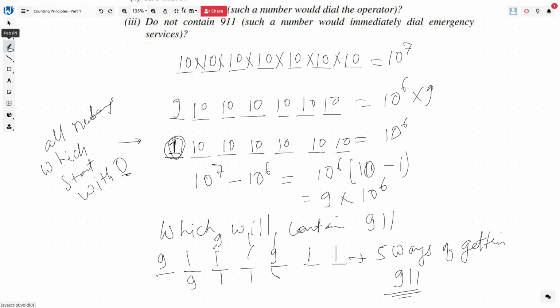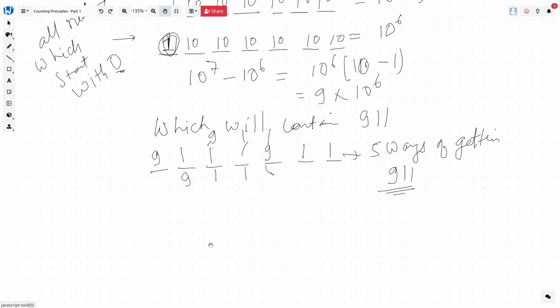Now for the rest of the 4-digit numbers, because we have consumed 3 digits, we are left with 4. Let's place 911 at the first place. So we place 911, and we have 7 places in total, the remaining of which need to be filled. Each of these can be filled in 10 ways. So if we place a single 911, then we have 10 to the power 4 options. But there are 5 ways of getting 911 in 7 places, so we have the total number of ways of getting 911 as this.